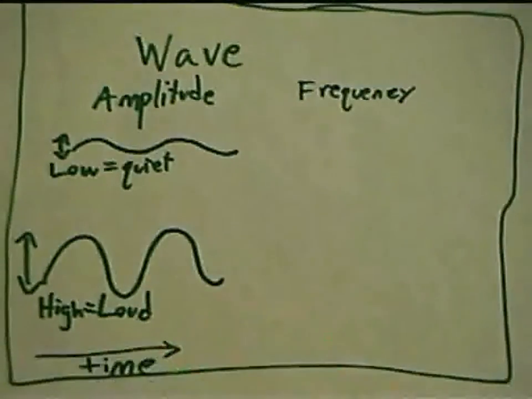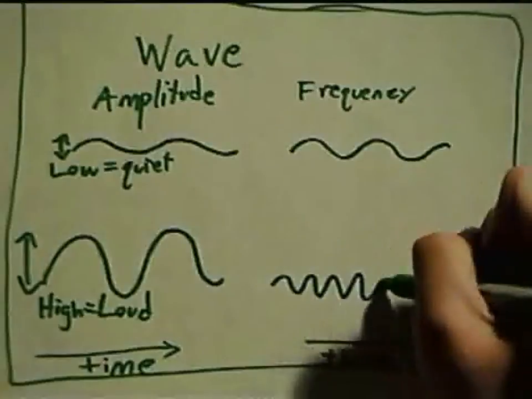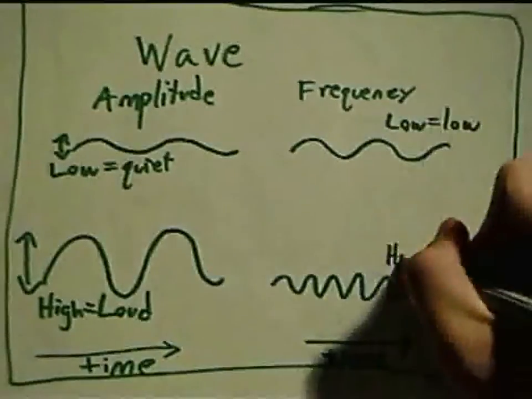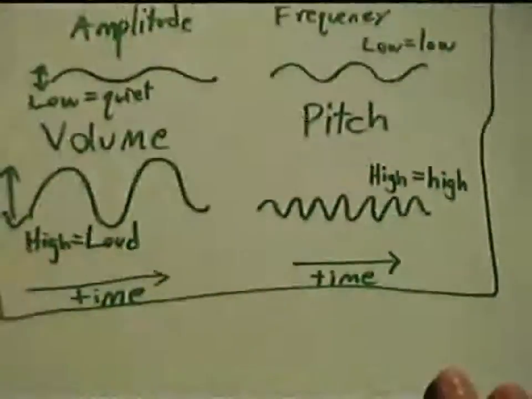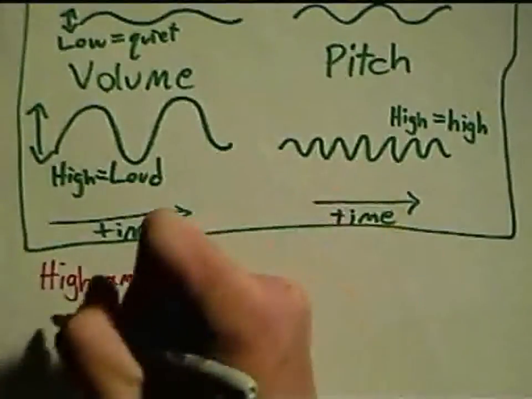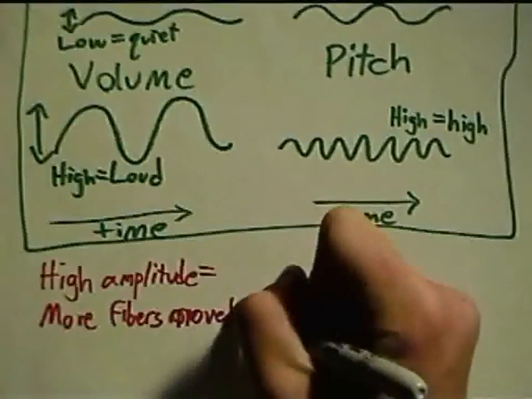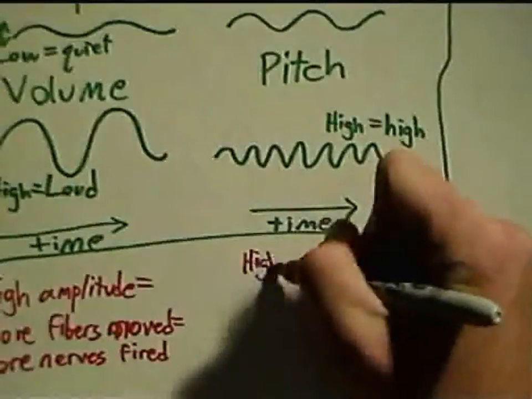The ears also measure the frequency of the waves, which translates in the brain as pitch. Higher frequencies produce higher pitches, lower frequencies, lower pitches. High volume is detected because there are more fibers vibrating, which causes more nerves to fire.